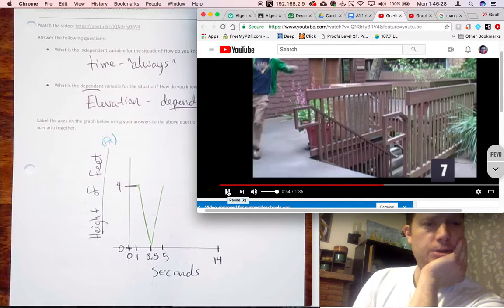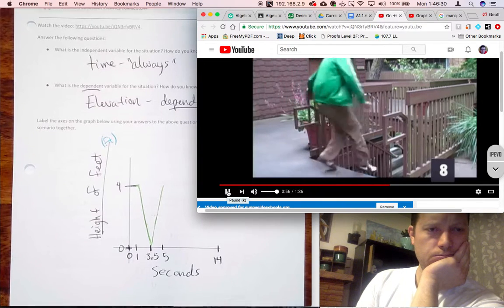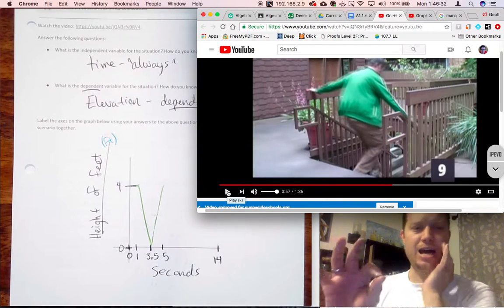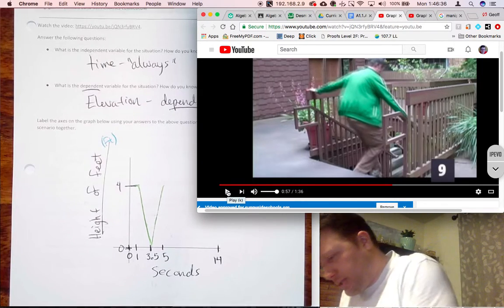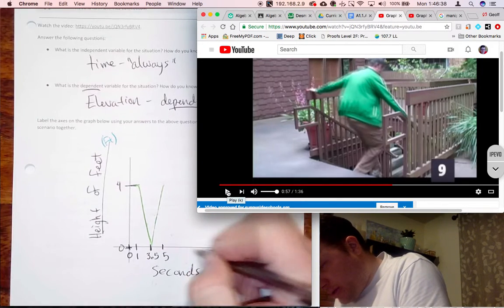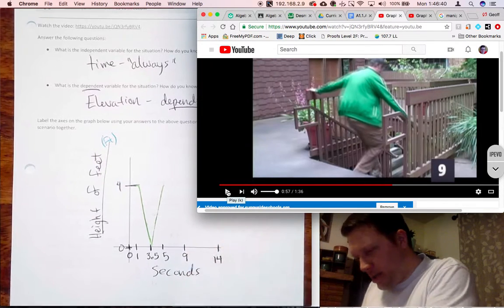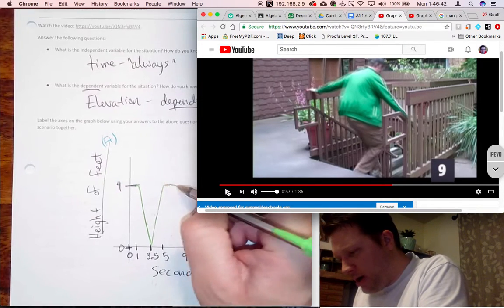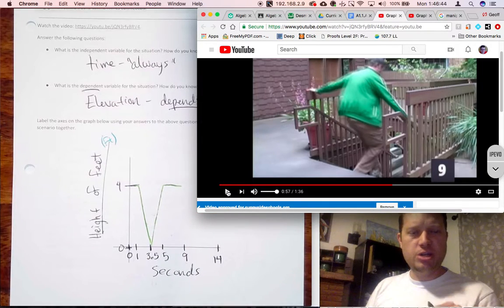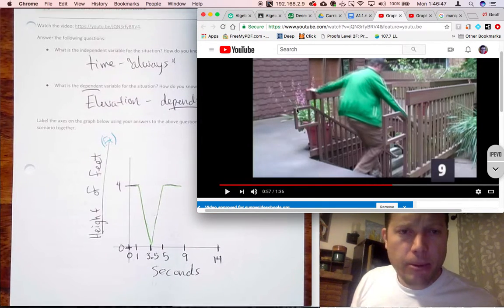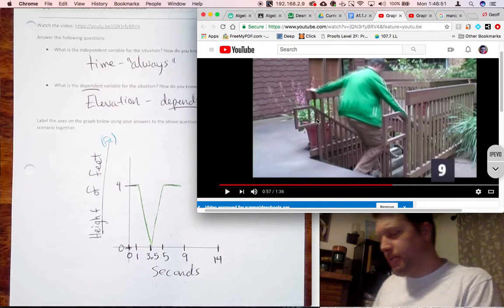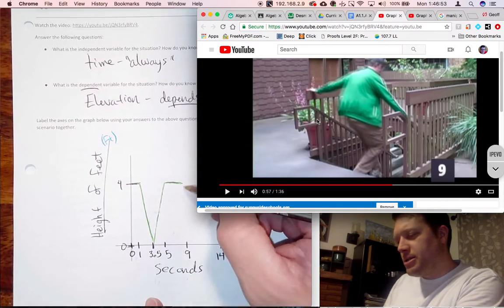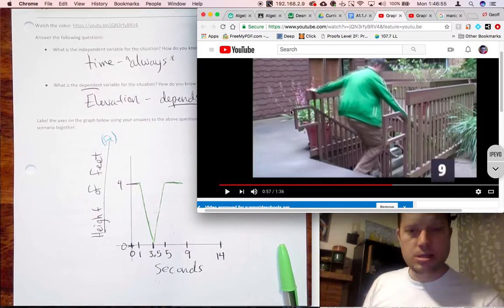Runs around. Right at 9, he's back ready to descend again. So probably right there is 9. So there's a time where his feet are not changing in elevation because he's on the top right here. He's running along the top of the patio. And so right up until about 9 seconds, he's still there. And then he starts to descend the stairs again.